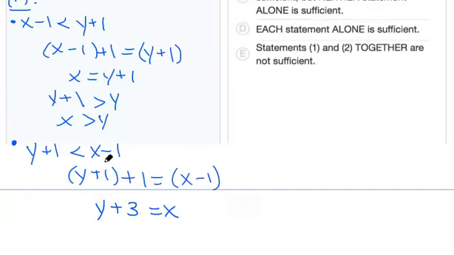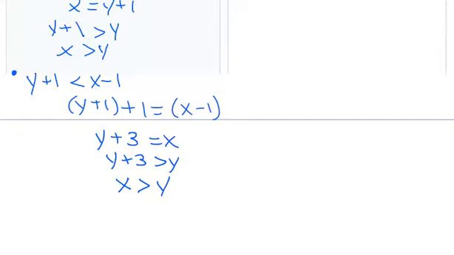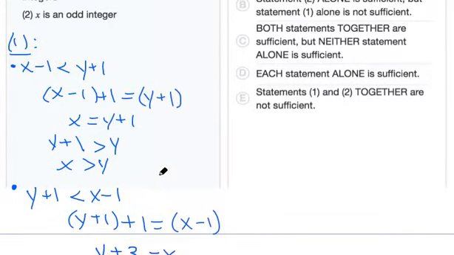Now, since y plus 3 is greater than y, by the same logic, we have that x is greater than y. So in both scenarios, x is greater than y. So this statement alone is sufficient, meaning that we can answer the question no matter what the case, given the information from statement 1.